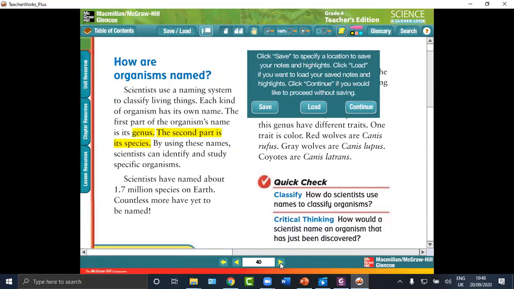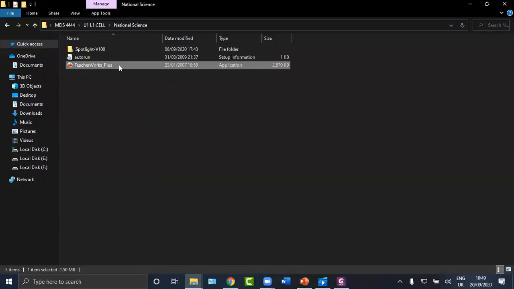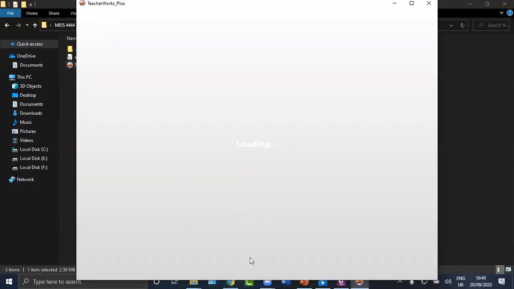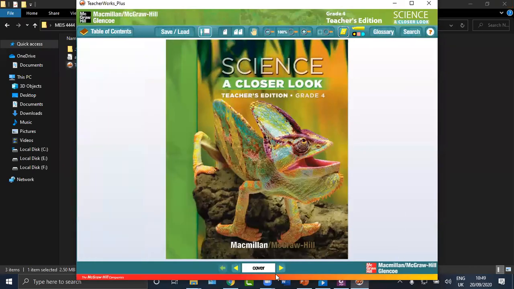Page 41. Sorry, the program gives no answer. There's a technical issue.